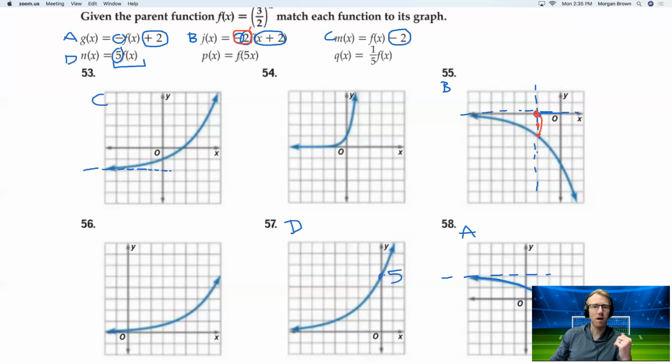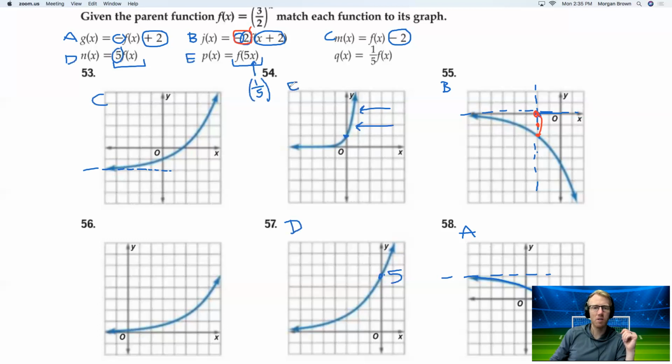All right, next one, f of 5x. So here, think about the x value would have to be 1/5 to balance it out. So we are going to be horizontally compressed. So everything is going to be squeezed inward, but it still goes through that point 0, 1, because if you compress a 0, it's still a 0. So this one has been squeezed inward a lot. And we can call that E.